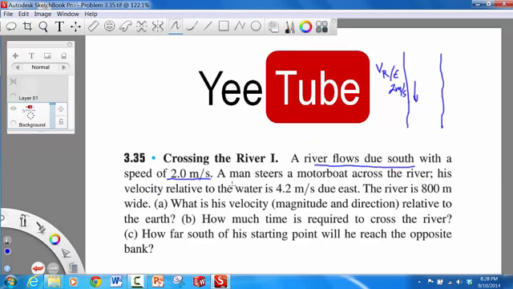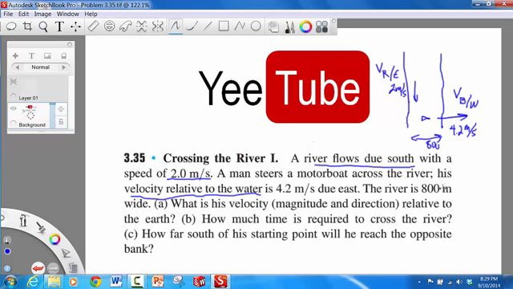And then it says a man steers a motorboat across the river. Velocity relative to the water is 4.2 meters per second due east. So I got a boat here, and it's going this way, at 4.2 meters per second. But here's the thing: it says velocity relative to the water. That's not velocity relative to the Earth, that's velocity relative to the water. So I'm thinking velocity of the boat relative to the water. And the river is 800 meters wide, so this is something like 800 meters. This is just a quick sketch. I'll show you the cleaned up version, but this is what's going through my mind.